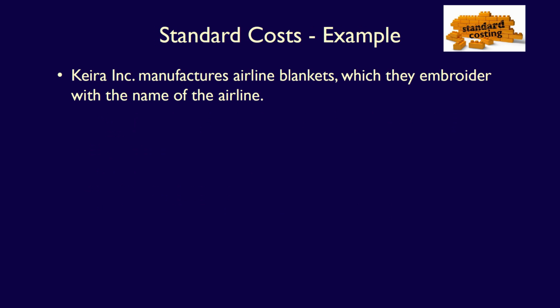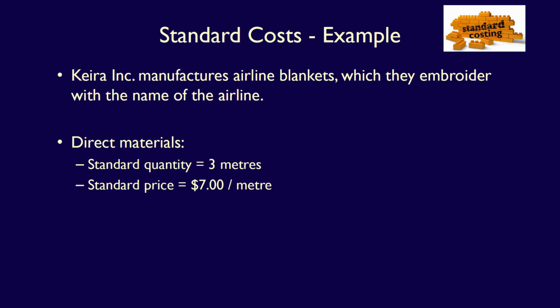This allows management to develop an application rate based on budgeted overhead costs and the budgeted cost driver or activity base. For example, assume Kira Inc. manufactures blankets for use by airlines. Blankets are embroidered with the name and logo of the airline. For direct materials, management has determined that each blanket requires 3 meters of fabric. This includes additional allowances for wastage and spoilage. The price per meter is $7, based on the cost of the fabric, less any discounts they receive from their supplier, plus freight costs and handling costs.